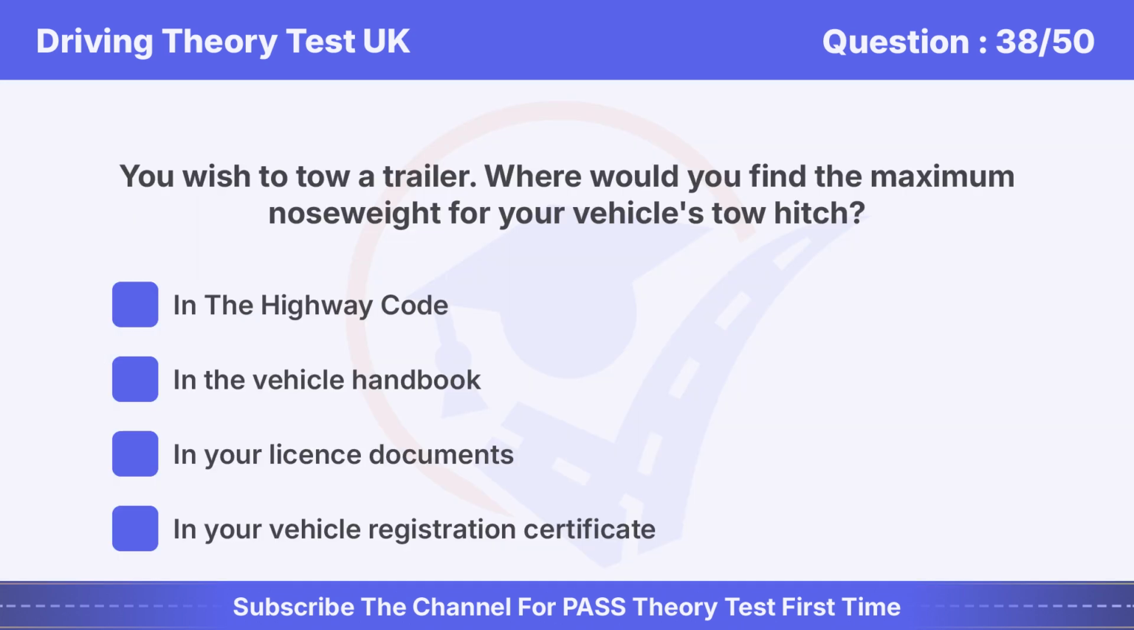Question 38. You wish to tow a trailer. Where would you find the maximum nose weight for your vehicle's tow hitch? Answer is B. In the vehicle handbook.